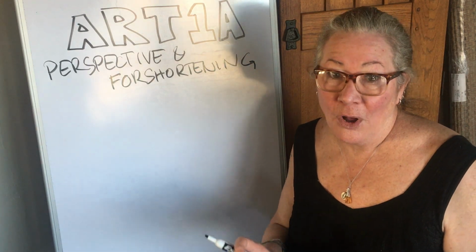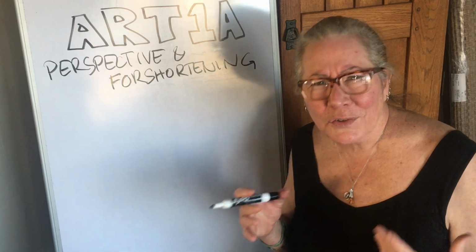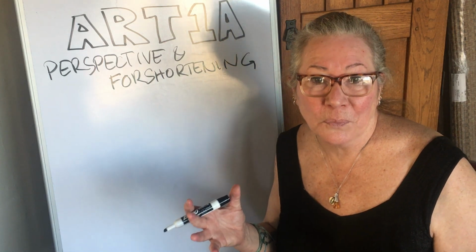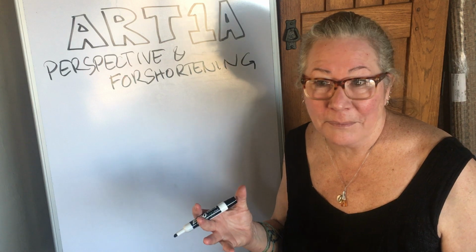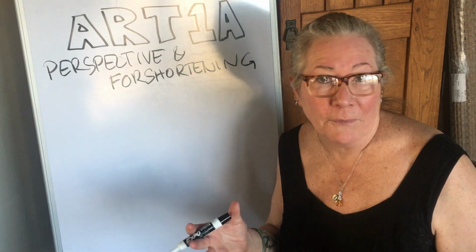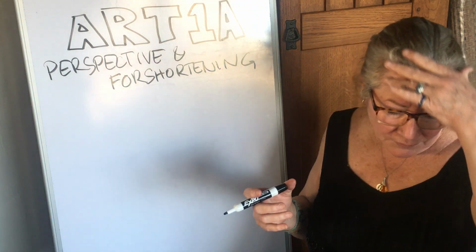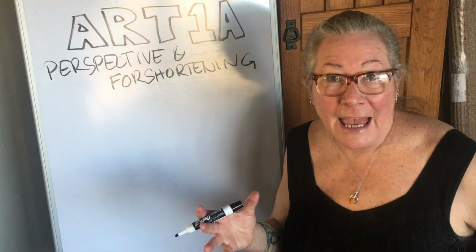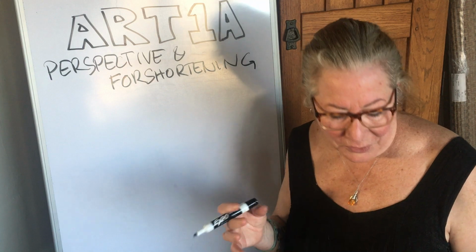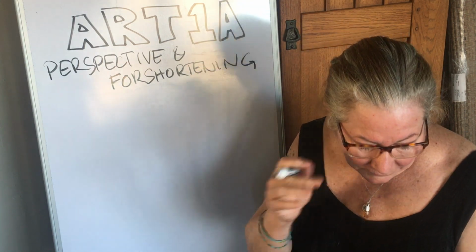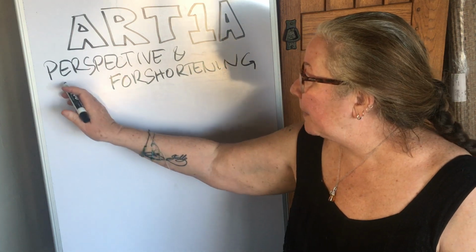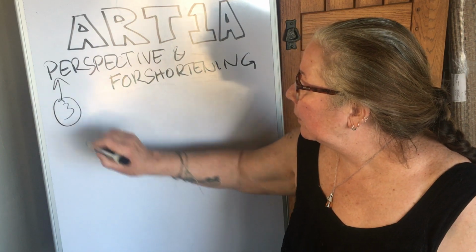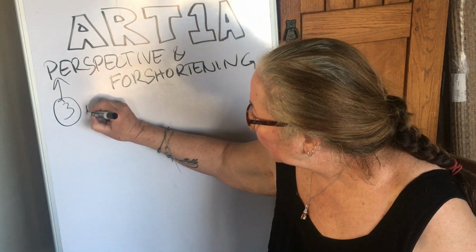Some paintings are called photorealism because they look so realistic that it's hard to distinguish if it's a painting or a photograph, right? So photorealism can be really, really amazing, and they use perspective and foreshortening for that. Okay, so there are three main types of perspective. Three types.